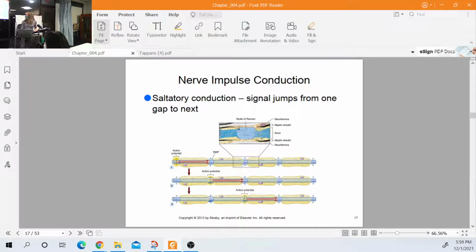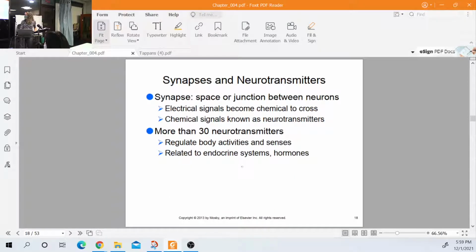Now let's talk a little bit more about the synapse. The space between the neurons is the synapse. The signal has to cross that. The chemical signals that it needs to cross the gap are the neurotransmitters. If you have the correct one, it will work and go through. Kind of like the cell has a little lock and key for its connections with the compounds. We have over 30 neurotransmitters that have been found and tagged that we know regulate body activities, and they're related to the hormone chemicals too.